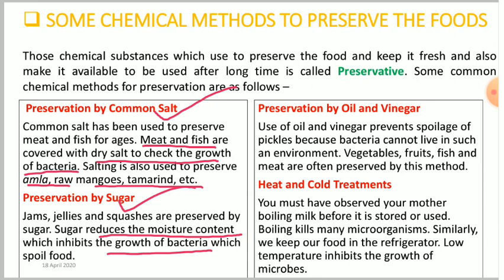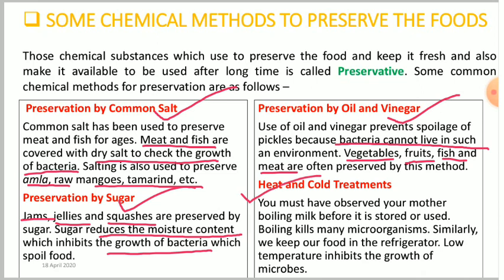Similarly, we can store food with the help of sugar. Jams and jellies are such foods, which get preserved by sugar. We can also use oil and vinegar to preserve food, because these are mediums where bacteria cannot live for a longer time. That's why we preserve vegetables, fruit, fish, meat, etc. by this method. Also we can use heat and cold treatment.